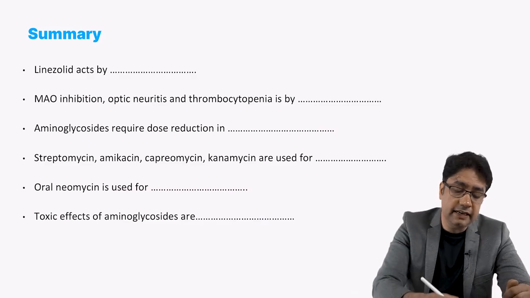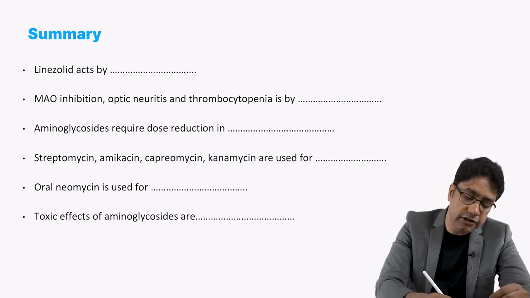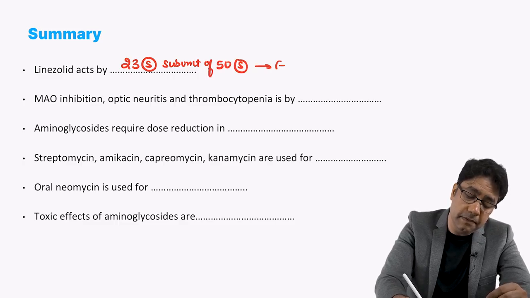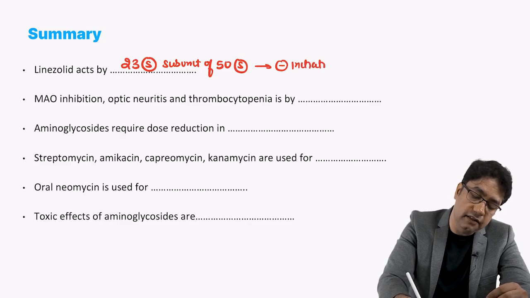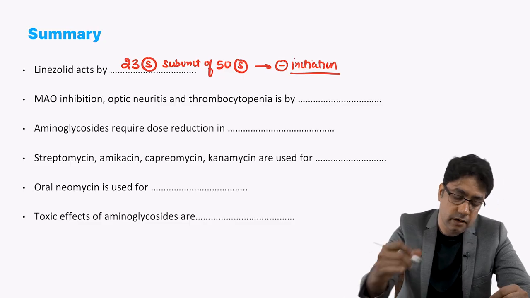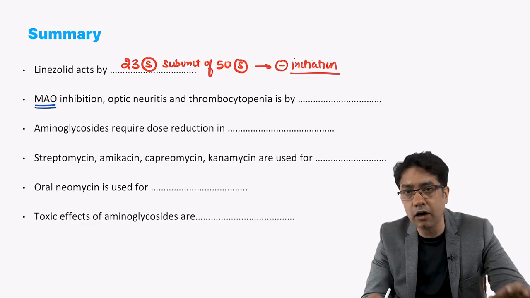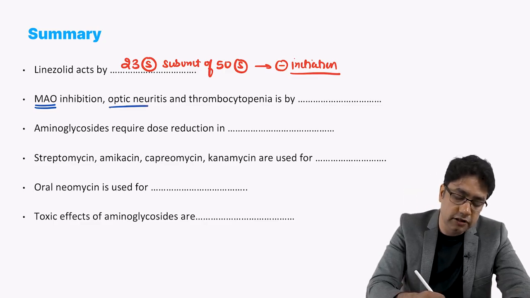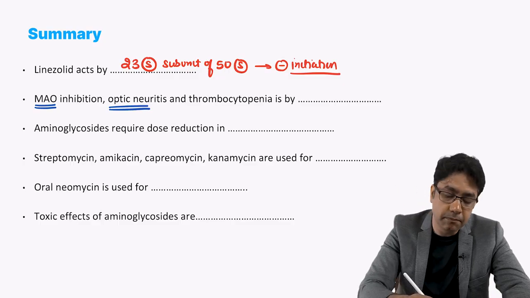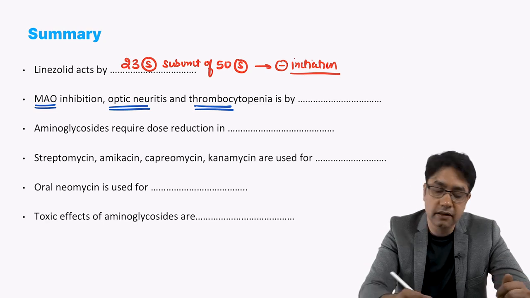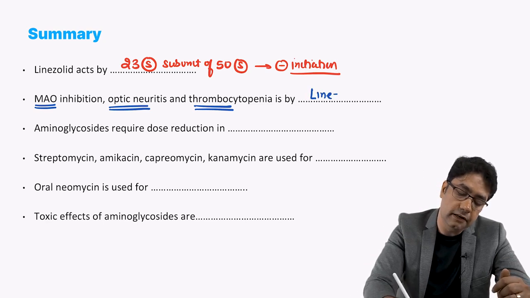Linezolid acts by a very unique mechanism of action. It binds to the 23S subunit of the 50S, and by binding to this 23S subunit, it inhibits initiation of protein synthesis. Which drug inhibits the MAO enzyme, monoamine oxidase enzyme, causes optic neuritis, and in bone marrow suppression causes thrombocytopenia? We discussed a mnemonic, COMB. That was linezolid.